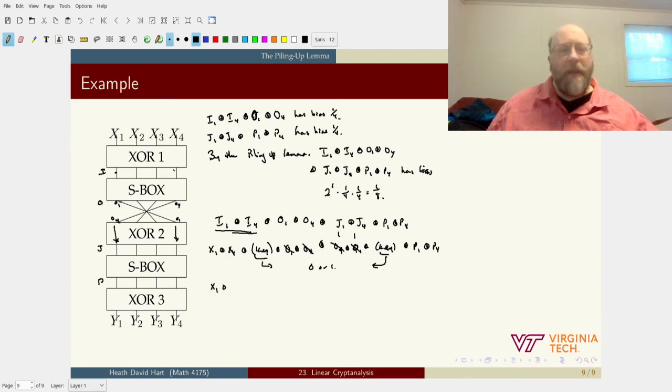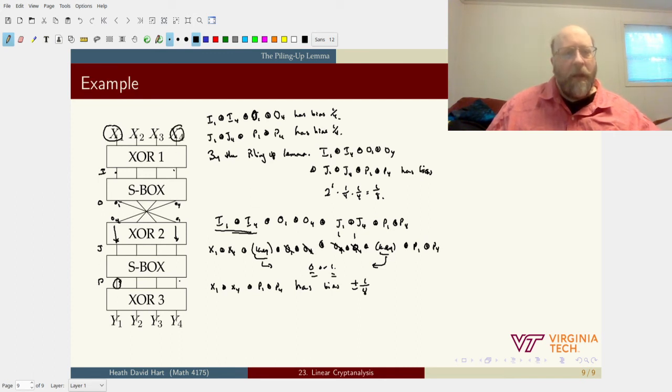And so what we have is X1 XOR X4 XOR P1 XOR P4 has bias of either plus or minus 1/8, depending on whether these keys came out to be 0 or 1. But that gives me a combination whose only difference from Y is the last key. And so if I know that these bits, if I XOR them together, have a bias of plus or minus 1/8, and I get something different down here, then that tells me something about these two bits of the key.